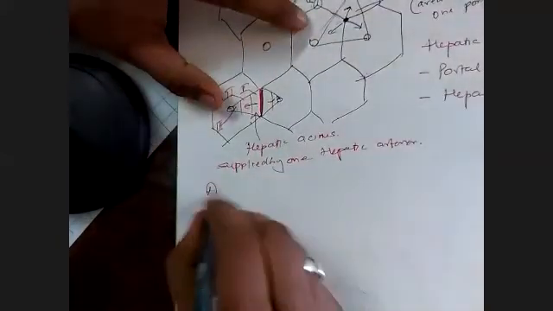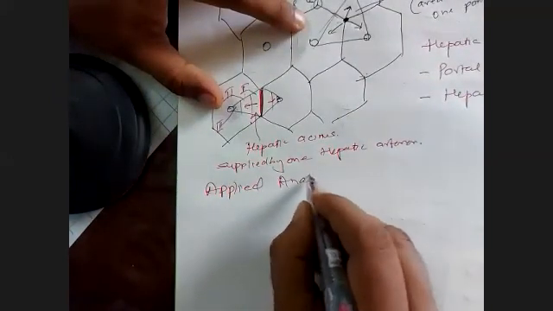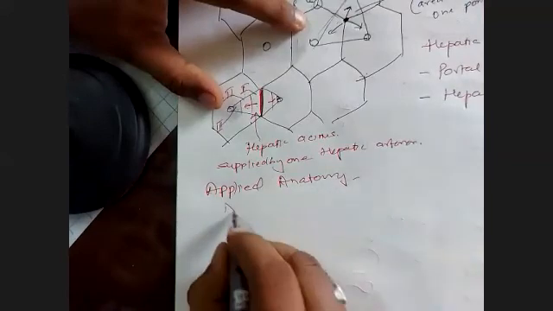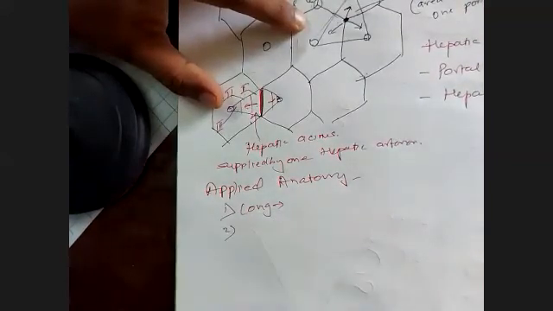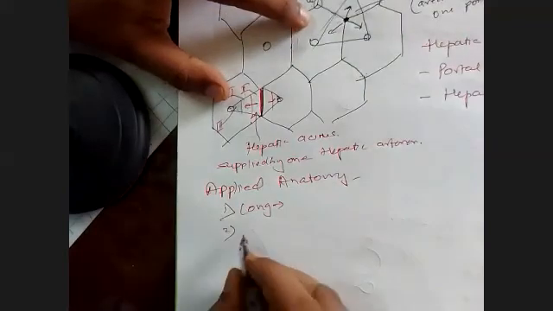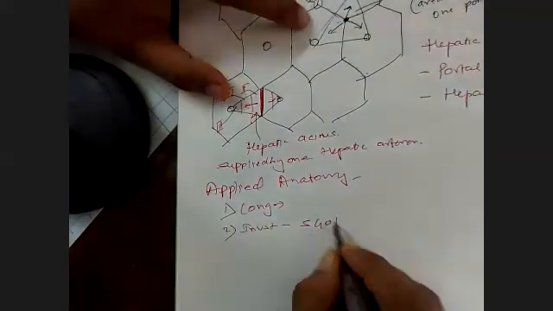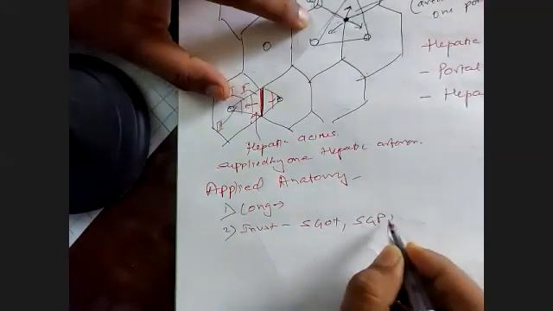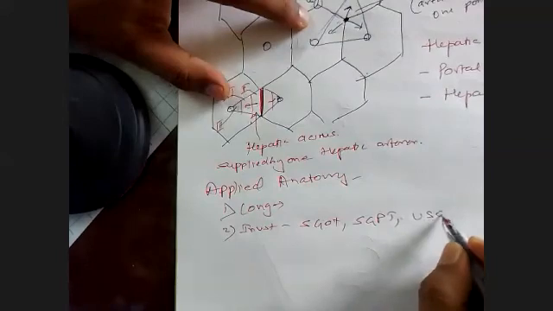Now coming to the last part of the liver, and that is the applied anatomy. Starting with congenital anomalies, not so much, except for some accessory lobes that will be seen. Then investigations of the liver are done by SGOT, SGPT, physical examination, palpation, and USG.